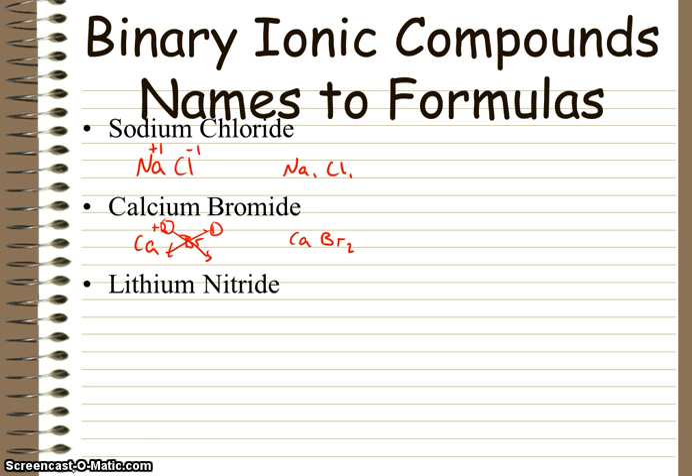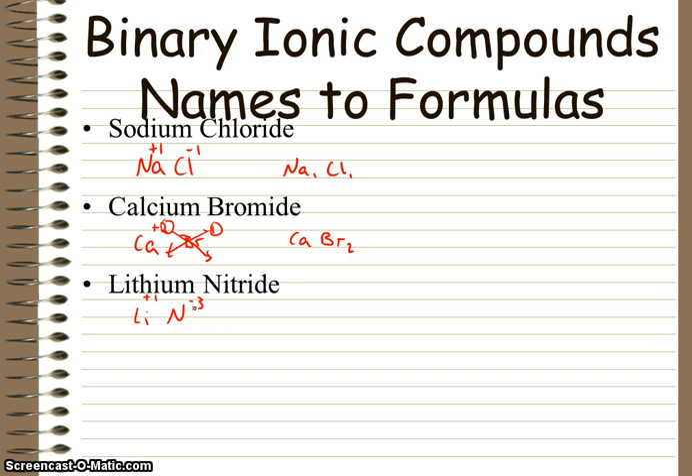Let's say we've got lithium nitride. We know our symbol for lithium is Li. It's an alkali metal, so it tends to lose 1 electron in order to become stable. We've got nitride, which comes from a nitrogen atom that has 5 valence electrons. It needs to gain 3 electrons in order to become stable. So lithium will form a +1 charge. Nitride will form a -3 charge.